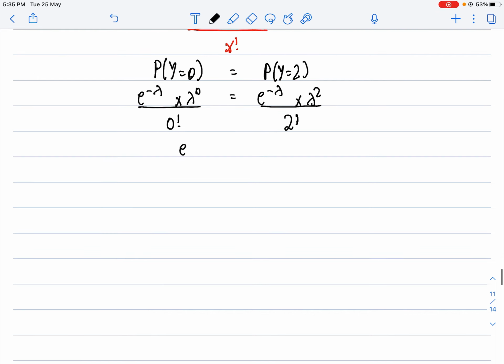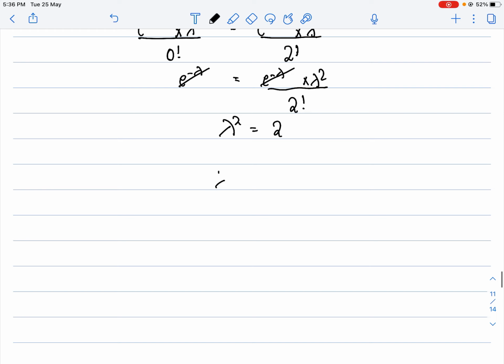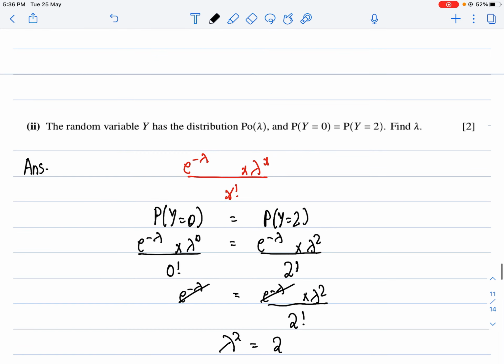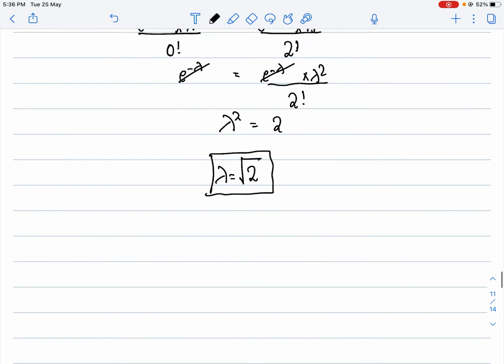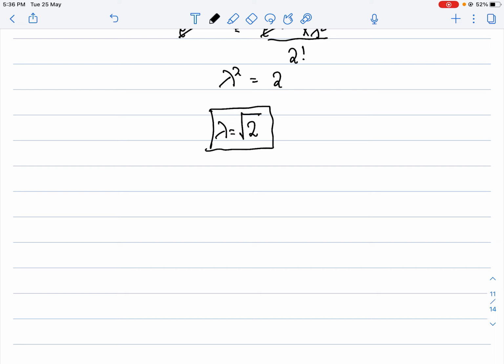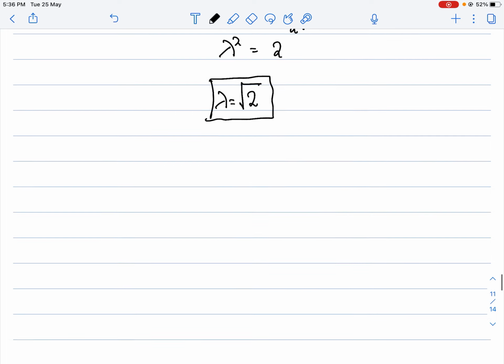So this is basically e raised to minus lambda, because lambda raised to 0 is 1 and even 0 factorial is 1, equals to e raised to minus lambda into lambda square over 2 factorial. I can simply cancel this and I can write this as lambda square equals to 2 factorial, which is 2. So I get my lambda basically as root 2, which is the final answer of part 2. Got it? And obviously I know whenever we write root it should be plus or minus, but lambda can only be positive, so we write positive.